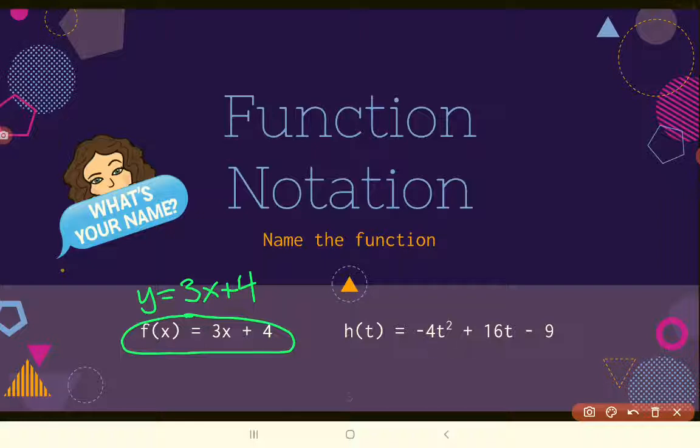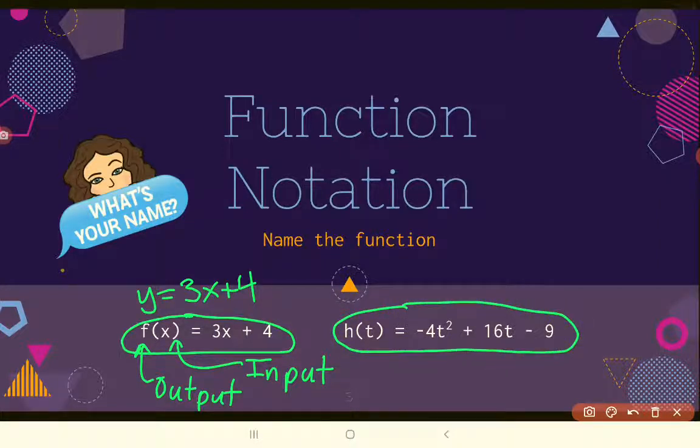I could have picked any letter that I wanted to, but for some reason on this one I picked the letter f. f stands for my output, so it stands for my final answer. x is my input.